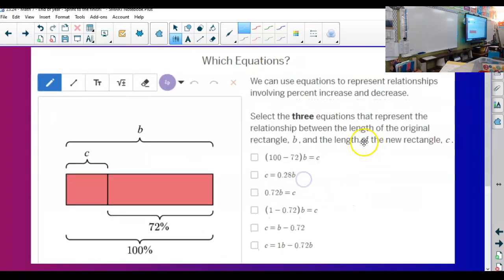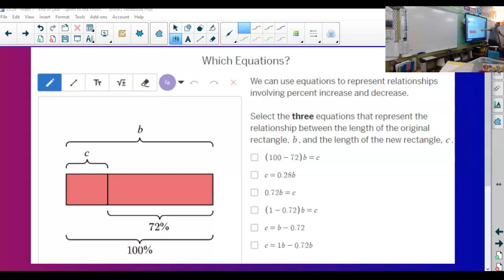Thank you. All right, so in slide 4, we're trying to figure out which of these equations need to be marked to accurately do what? What is it asking us to do? We're relating B to C, right? Which is bigger, B or C? B. So if we're talking about C, it's going to be a lesser percent than 100, right? Because it's smaller. It got smaller.